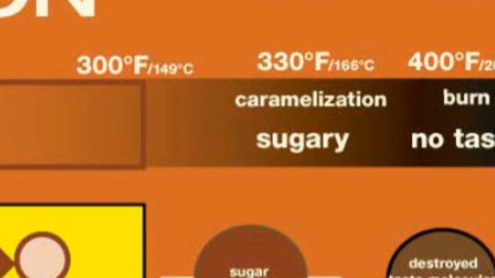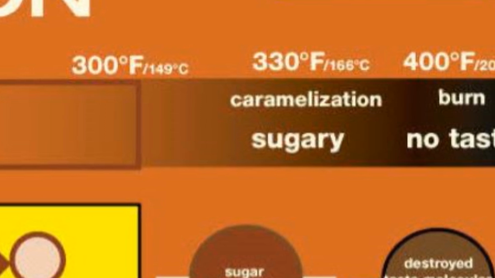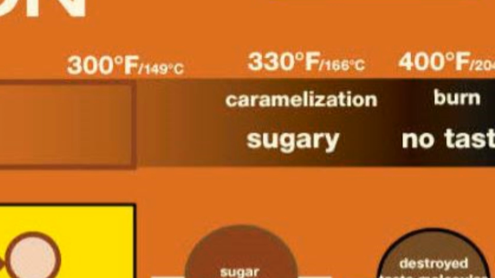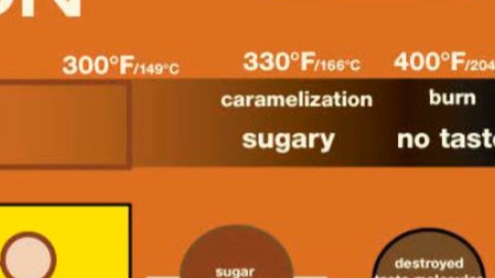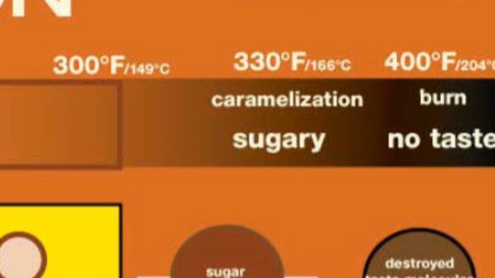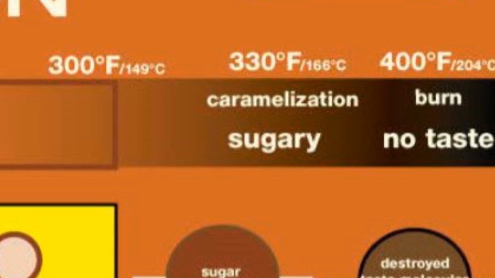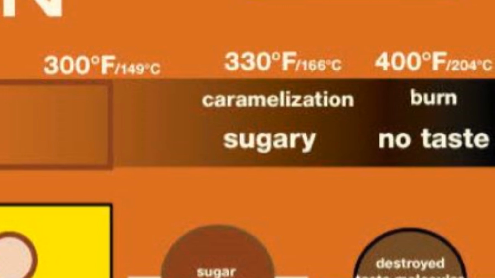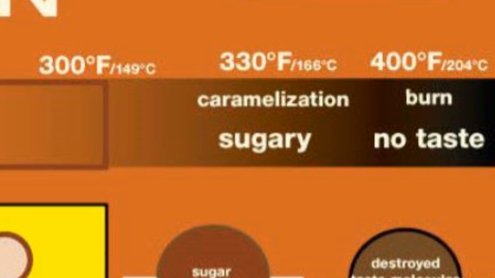So as you can see, heat plays an important role in the stir-frying process, actually in any type of cooking process. But it's particularly important in stir-frying because when you heat up the food to a certain temperature, you will get a different type of result in the type of flavor generation.